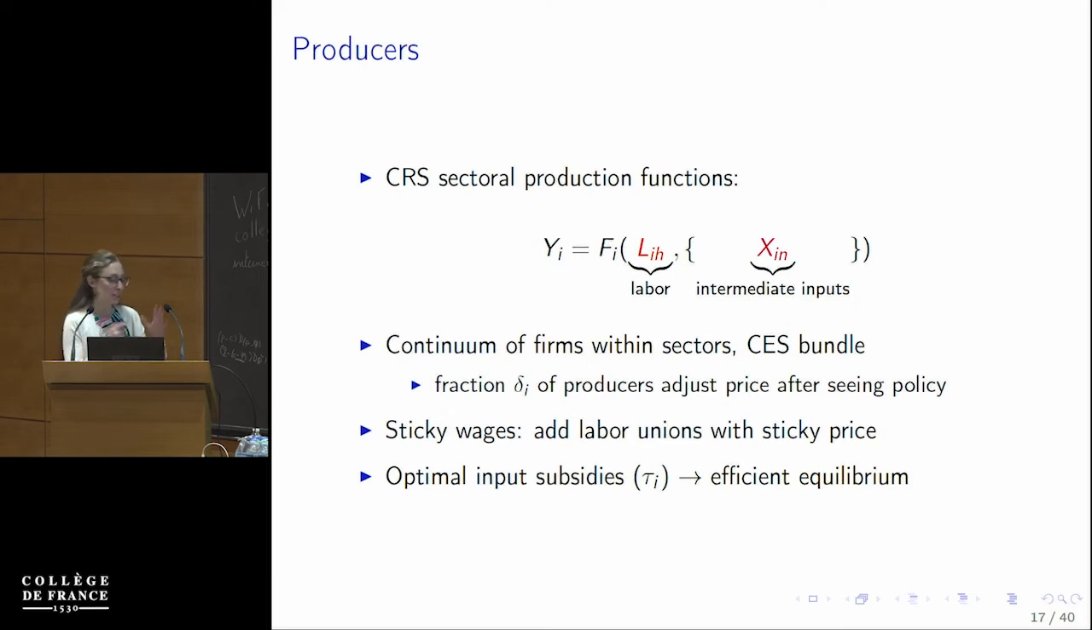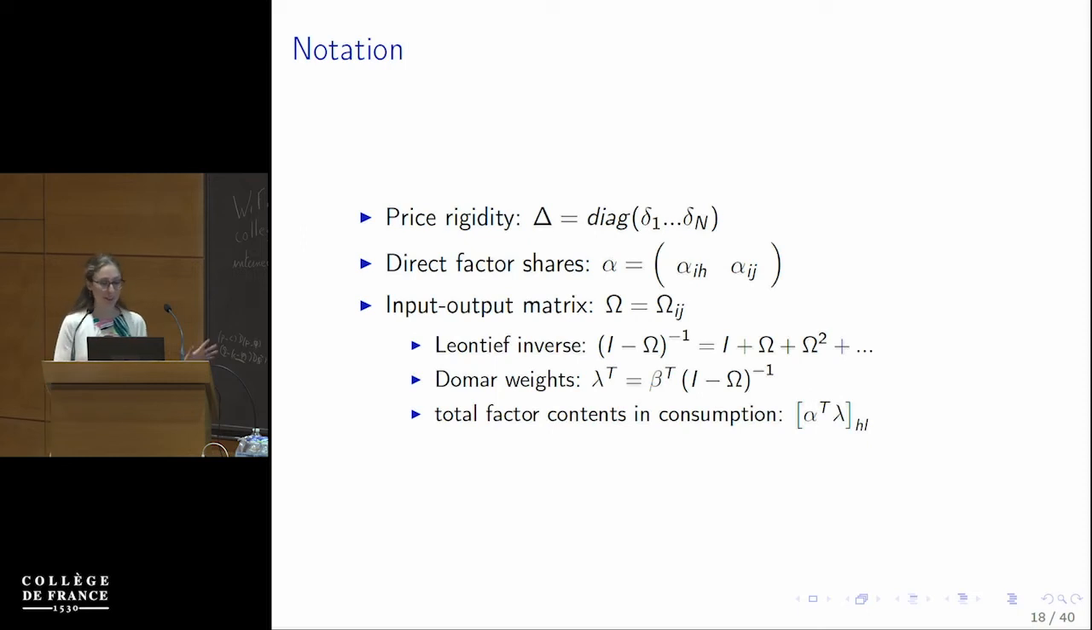And just a technicality, I'm going to study an efficient equilibrium, so I will have appropriate input subsidies as usual. All right. So just one more notation slide, and then we're done, and we can go to more fun results. So the price rigidities, I will collect them into a big matrix delta, a diagonal matrix that denotes the sectoral price rigidity. And then the parameters of the input-output network are going to be summarized by the labor shares and the input-output matrix.